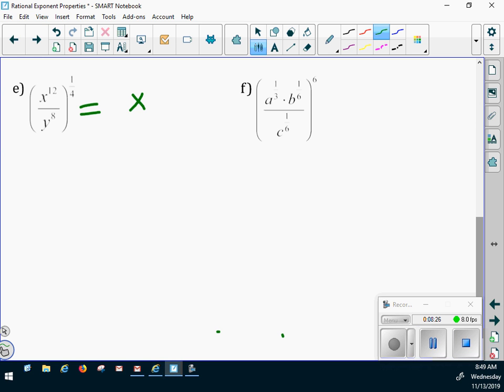Look, you're going to do the numerator and you're going to do the denominator, right? Let's do the numerator. X to the 12th to the 1/4. When I raise a power to a power, what do I do to the powers? You multiply them. 12 times 1/4 is 3. So that's x cubed. Y squared, because 8 times the 4th is 2.